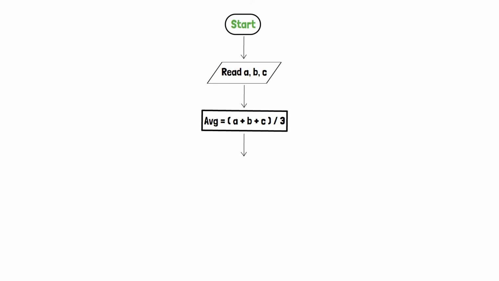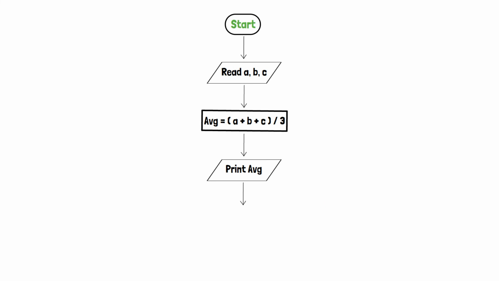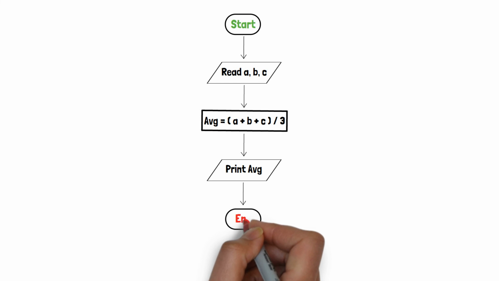After that, we will use an output component to print the average. And lastly, we will end the program with the end terminator.